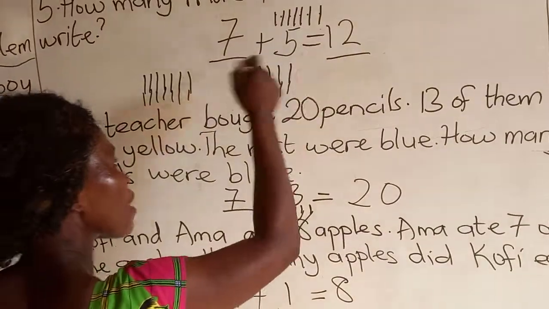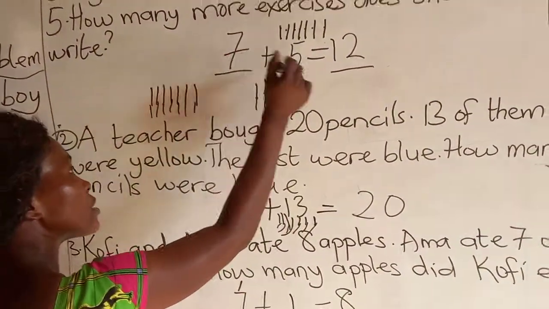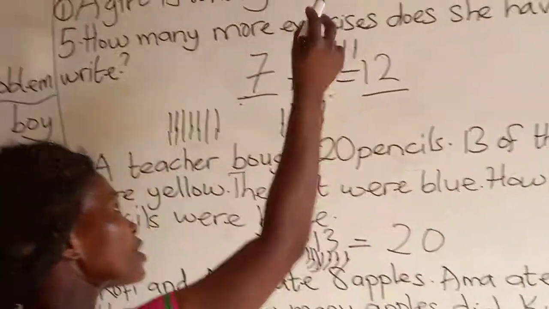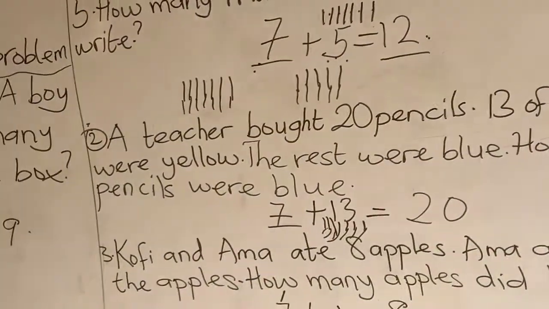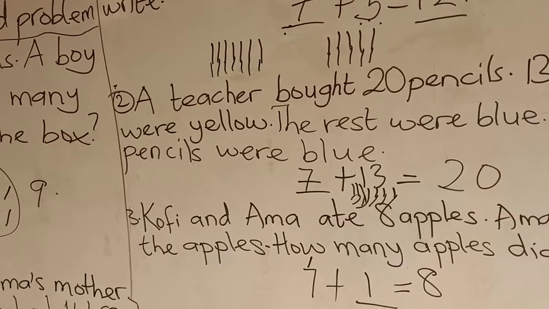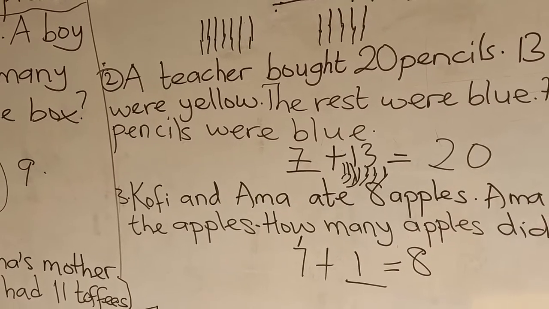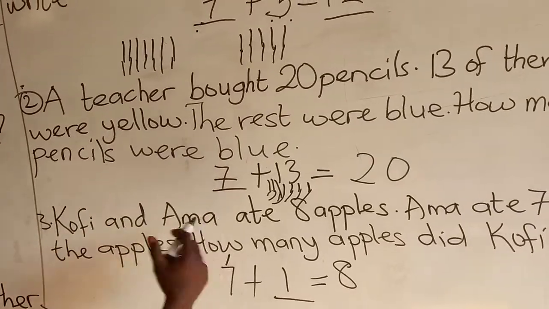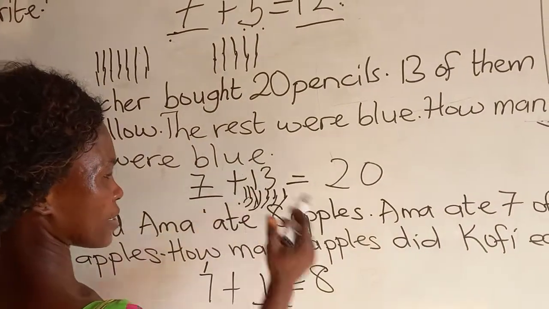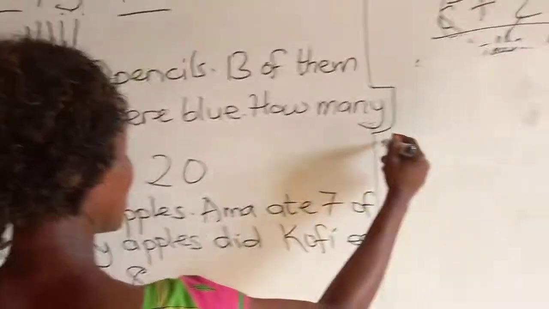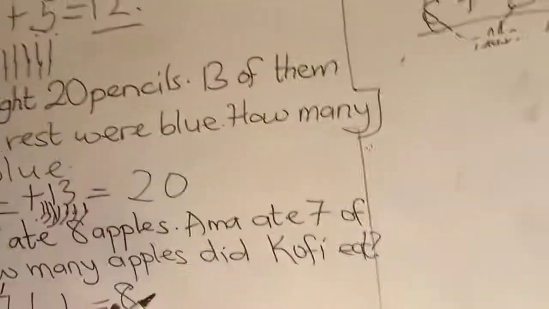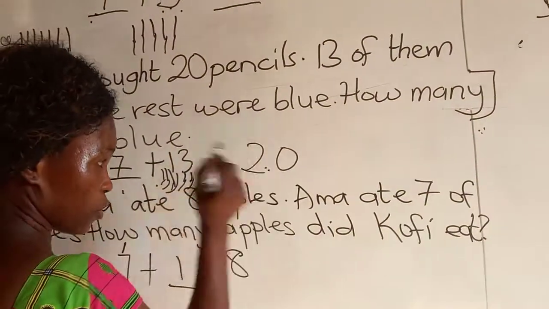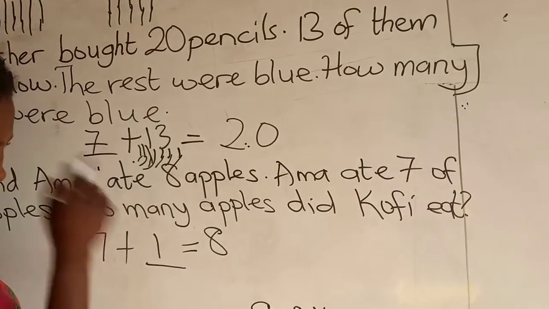So for you to know whether your answer is correct, put your two answers together to see whether you get the total mark. The next one too, we have 7 plus 13. So you count your 7, count your 13, and put it together to see if you get your 20. Let's try it.